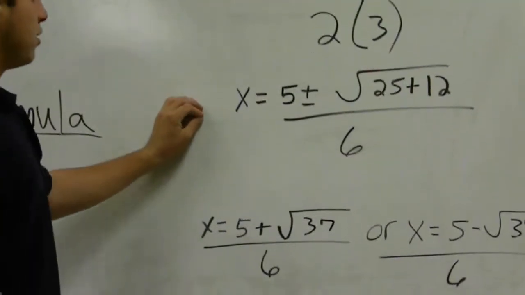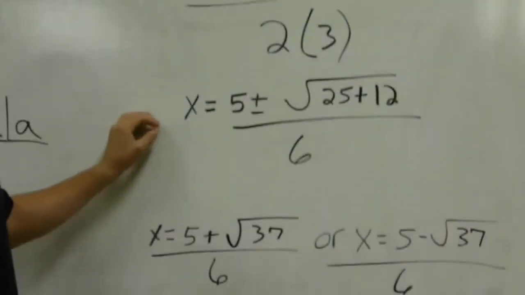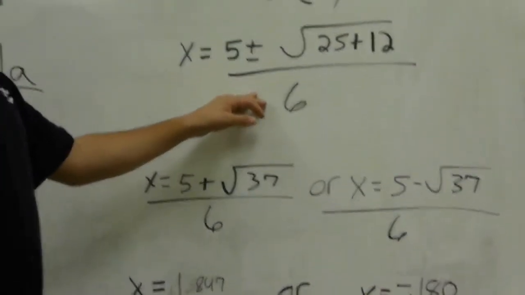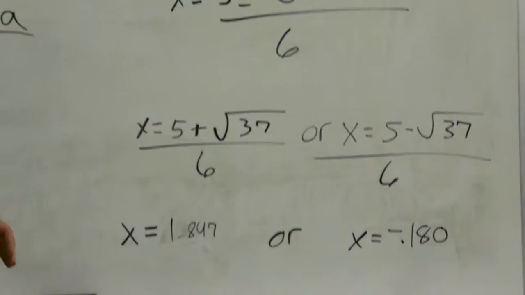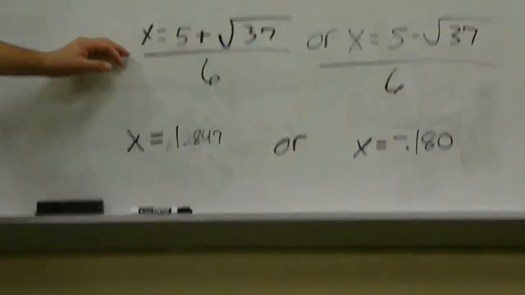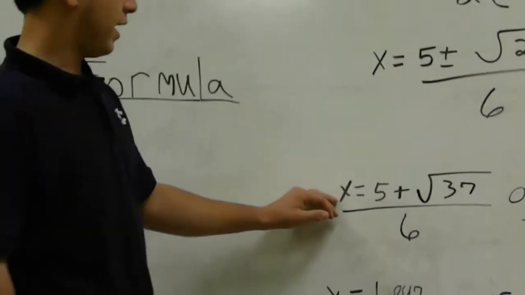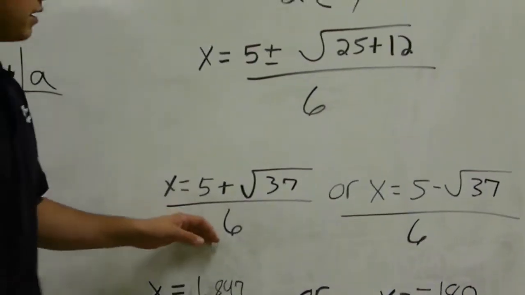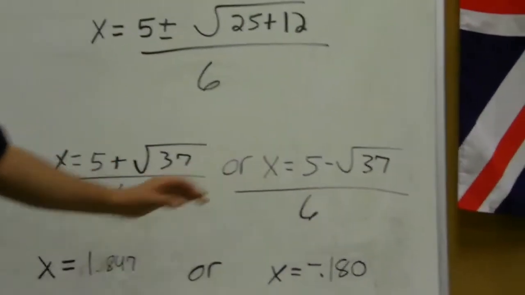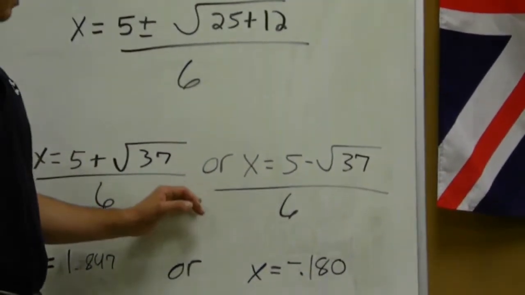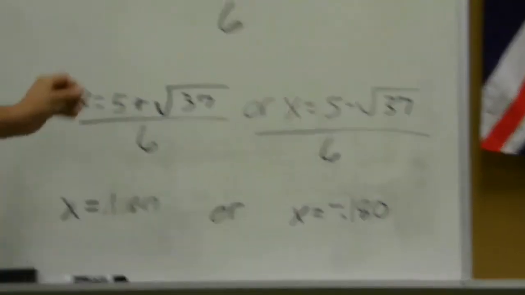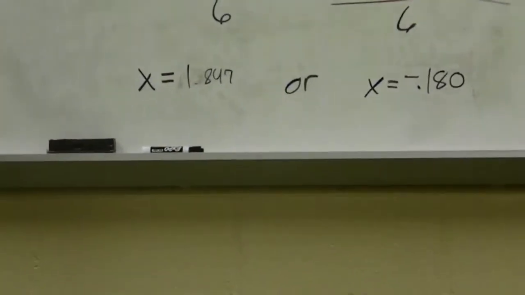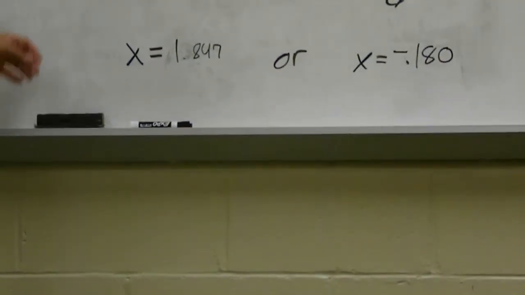Next step, you would do x equals 5 plus or minus the square root of 25 plus 12, all over 6. Next, we would do x equals 5 plus the square root of 37, all over 6, or x equals 5 minus the square root of 37, all over 6. We have to break apart the plus and the minus.